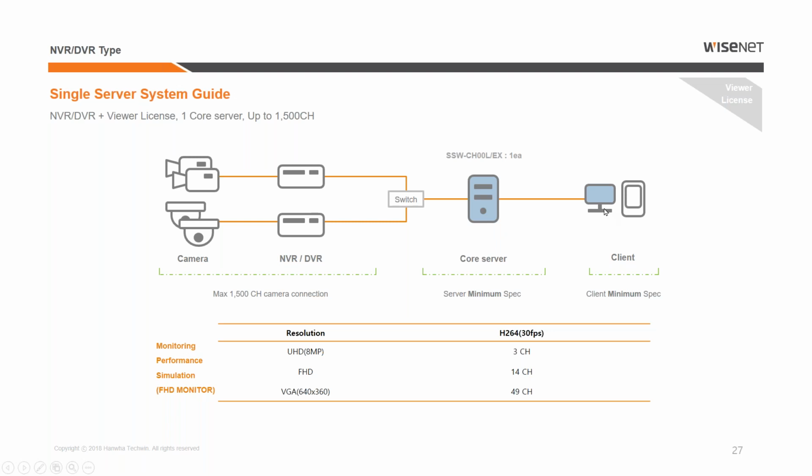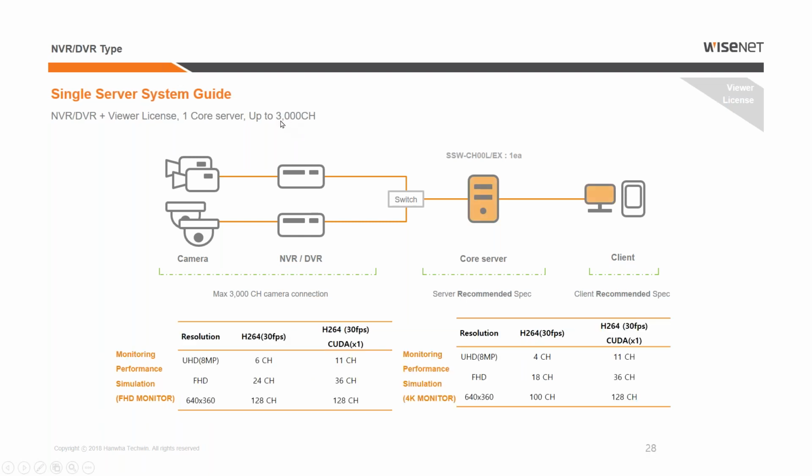If you have two monitors, 2 GB graphics card. Three monitor, 3 GB graphics card. Four monitors, 4 GB graphics card. Maximum is four monitor per client. If you want more monitors, add one more client PC and add monitors. Okay, so another example, you have 3000 cameras, one server can handle all the NVR, no problem. You can have client PC separately.